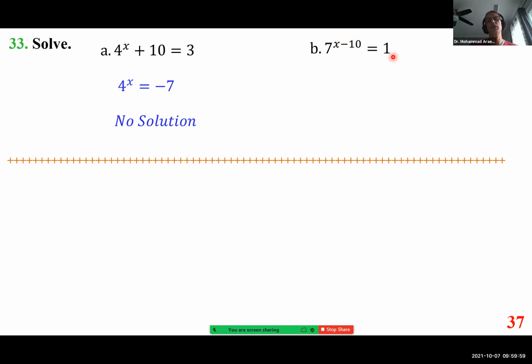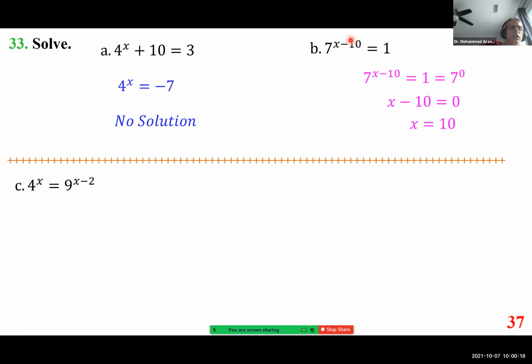7 to some power is 1. 7 to what power is 1? I hope you realize and you remember 7 to the power of 0. Therefore, the exponent must be 0, which creates x equals 10. And obviously, you can check your work.